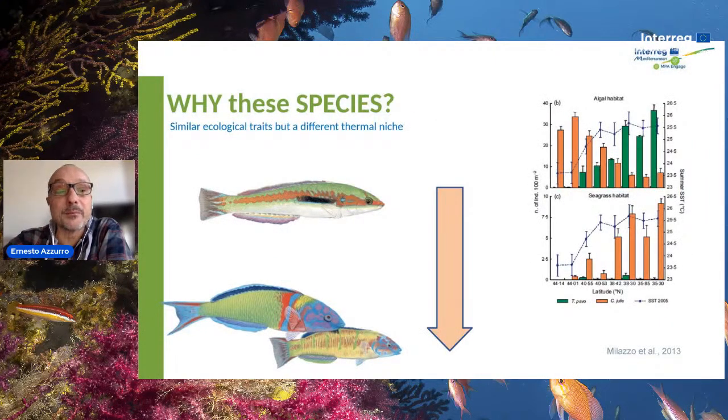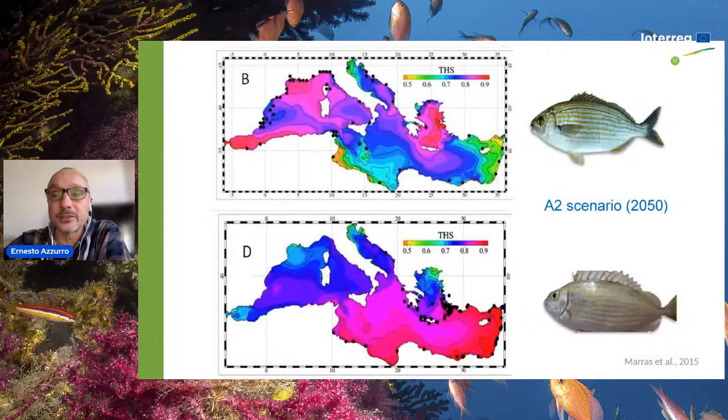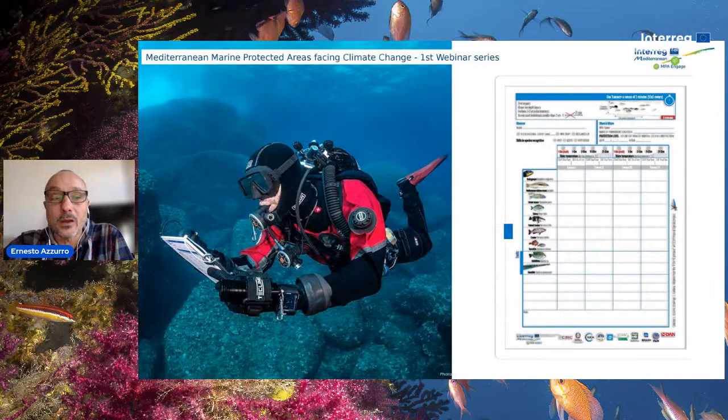To give you an example, this was quite clear for the pair Thalassoma pavo and Coris julis. Thalassoma is more thermophilic and Coris is more temperate. A very nice pair is also rabbit fish, Siganids, and Sarpa salpa. Both are herbivore species, of tropical origin, the rabbit fish, and temperate affinity, the salpa. Both empirical and projected changes according to climate change scenarios are quite clear, with increasing success for the Siganids and decline for Sarpa salpa. That was just a couple of examples about the target species.